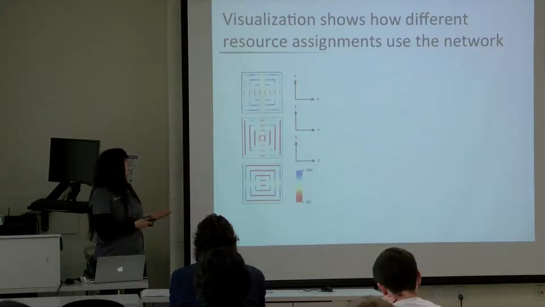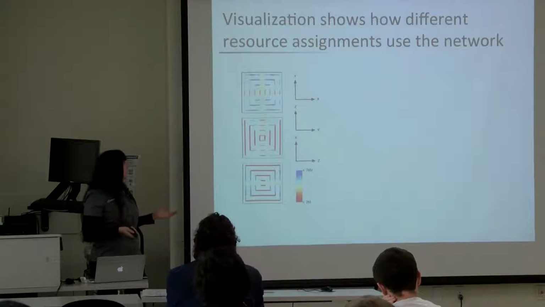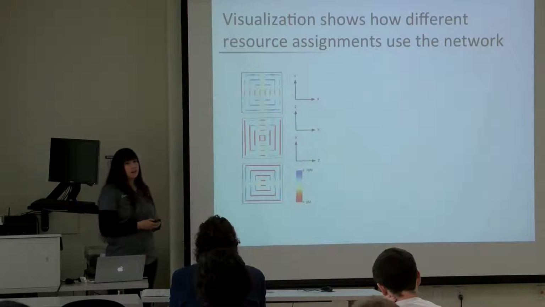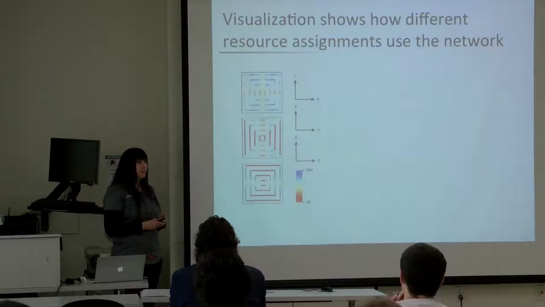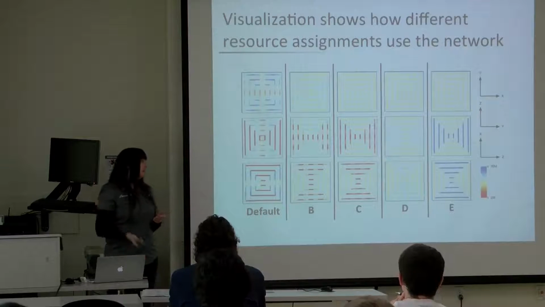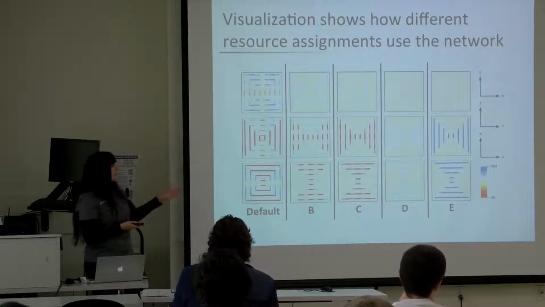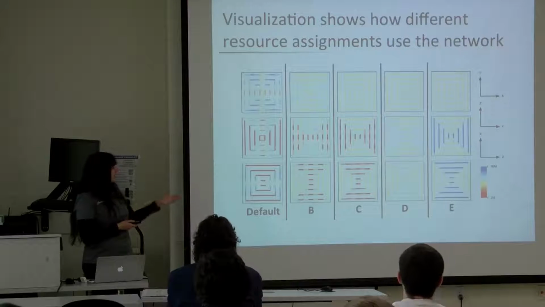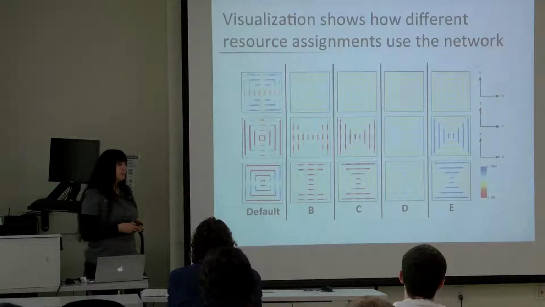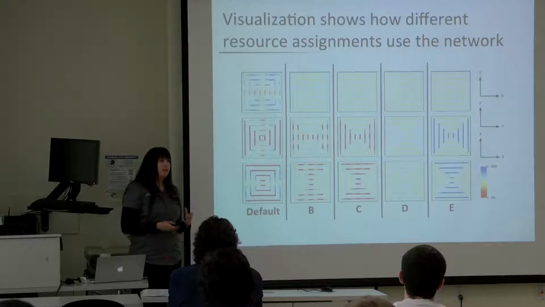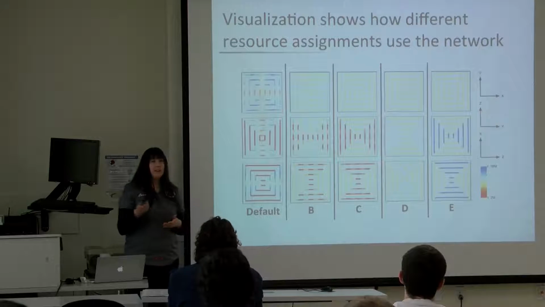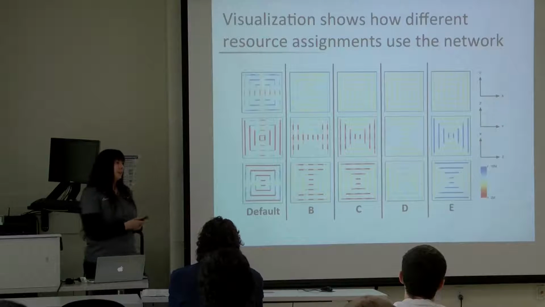So we looked at this and we were like, we're not even using one direction hardly at all. This isn't so good. But at least we know very quickly what's going on in this particular assignment. And then very quickly, we can compare a whole bunch of assignments. So starting from this default, we tried all of these other things, and then we realized, okay, this D and this E assignment, I'm just giving them those names for now, they're using the links really, really well in comparison to the others. And in fact, those were the ones that ran the fastest.